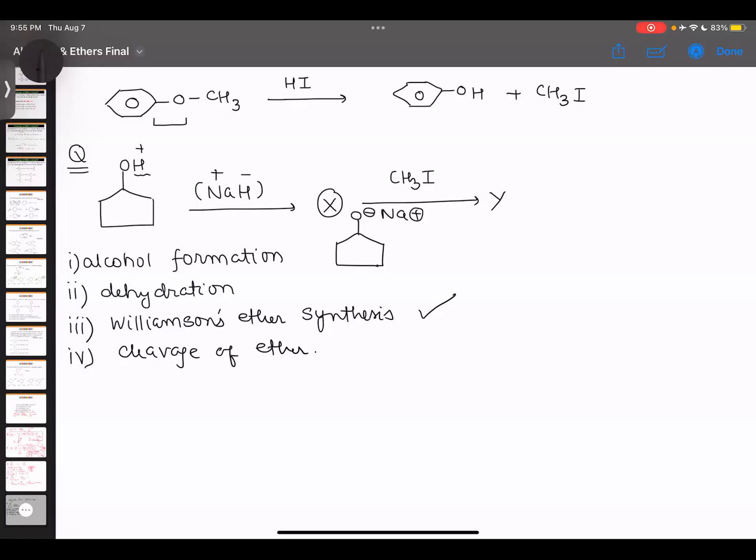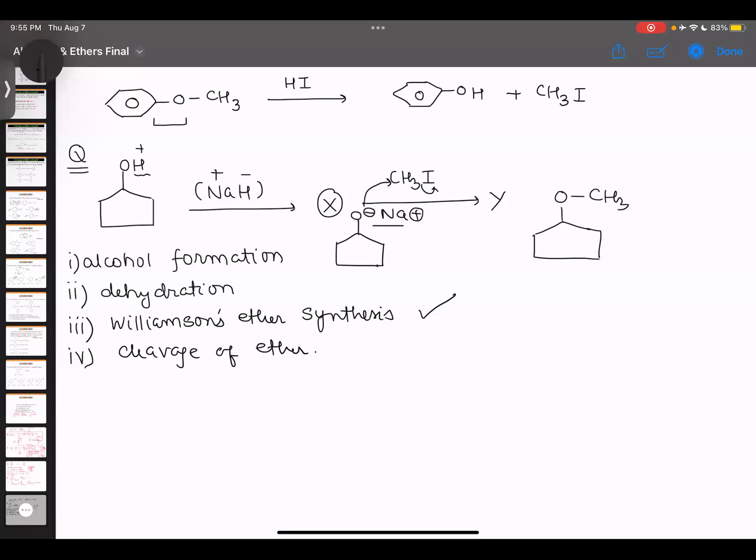Once you have this O minus, it will react with CH3I, it will do the SN2 reaction, okay, on CH3I, and you will have OCH3, methoxycyclopentane, okay, being formed as a final ether. So it is a Williamson ether synthesis, right? Obviously, it's not cleavage of ether that uses HI. Dehydration uses concentrated H2SO4. Okay. So this is from the NEET.